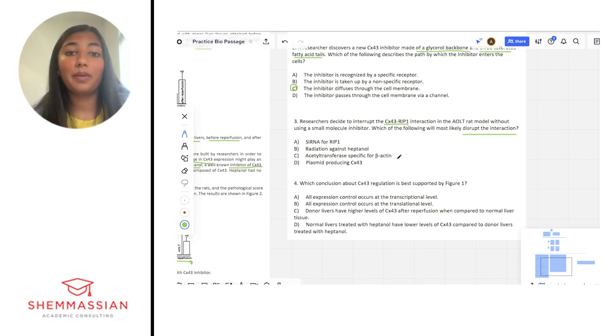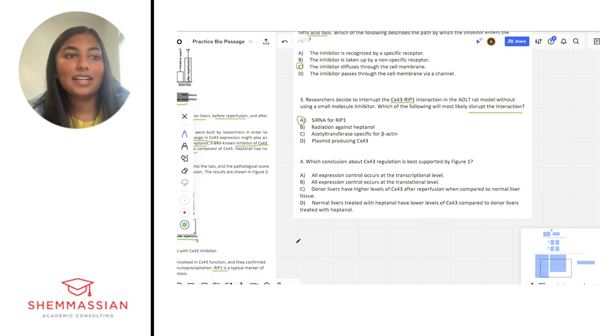Finally, answer choice D, plasmid producing connexin 43. So plasmids are important biological tools that researchers will sometimes use as vectors to allow organisms to take in foreign DNA. And so this seems interesting. Now we're injecting a plasmid that produces CX43. So say the organism does take up this plasmid and they do integrate that foreign DNA, that will only result in an increase in connexin 43 production. And so that would likely actually enhance the connexin 43 RAP1 interaction because now you're having more connexin 43. So it isn't really clear that this would actually disrupt the interaction. And so for those reasons, with process of elimination, A seems like it would be the best answer.